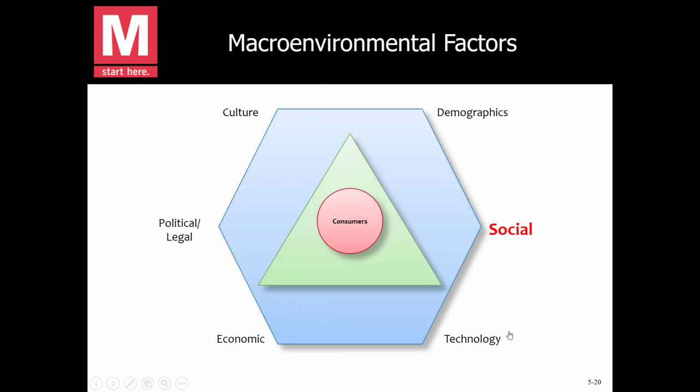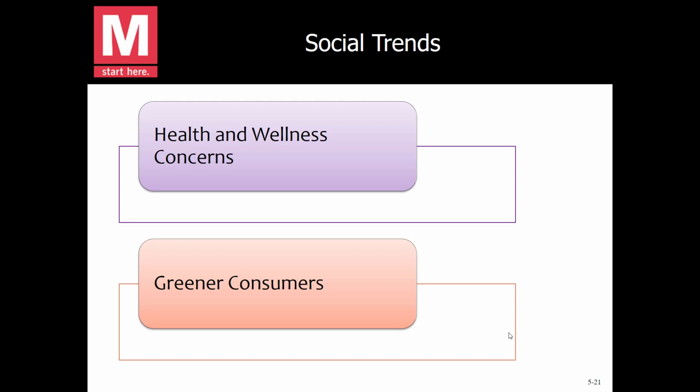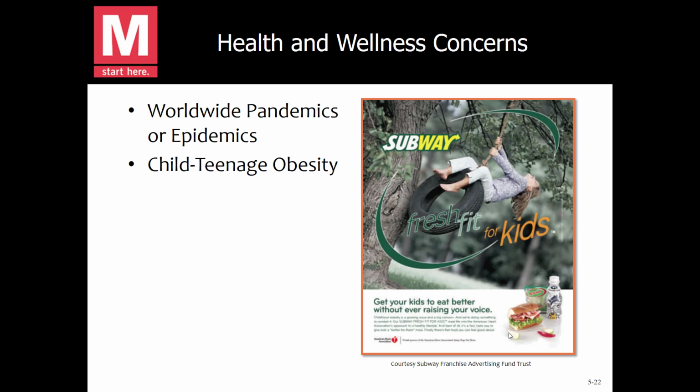Second, let's look at the third macro environmental factor, which is called the social factor. A lot of social trends today are shaping various consumer values in the United States and in the entire world. There are consumers who give a great emphasis to health and wellness concerns. At the same time, there are consumers who are very environmentally conscious, and these are called greener consumers. In fact, if you look at the statistics, you'll get to know that in the past 20 years, child obesity has doubled and teenage obesity has tripled in the United States. And this has been a great concern for most of the consumers.